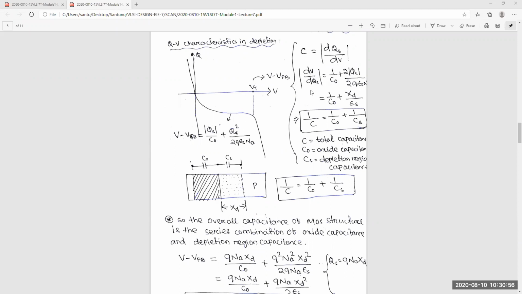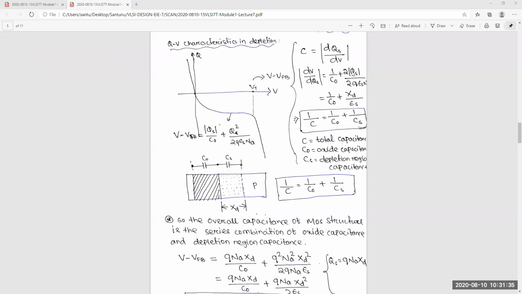Now 1 by C, you can differentiate this. So this part will come 1 by C0 if you differentiate with respect to Qs. Now this part will be 2Qs divided by 2q epsilon Na. Yes or no? If you differentiate this part, you will get 1 by C0 plus 2Qs by 2q epsilon Na. Yes, sir. Yes or no? Yes.